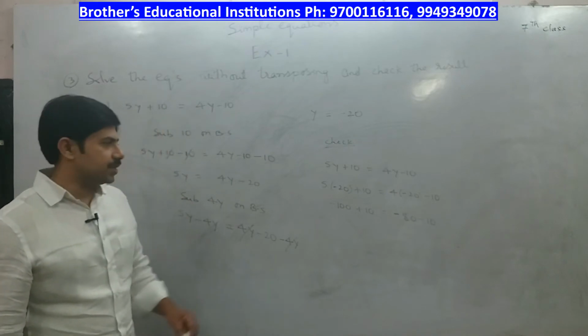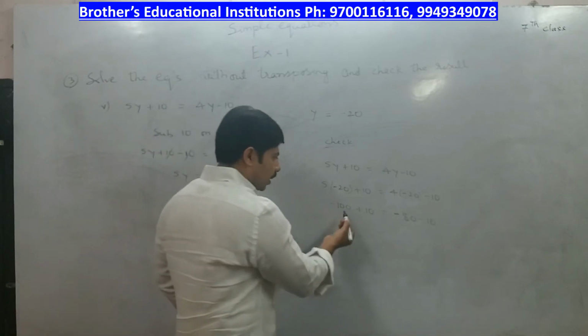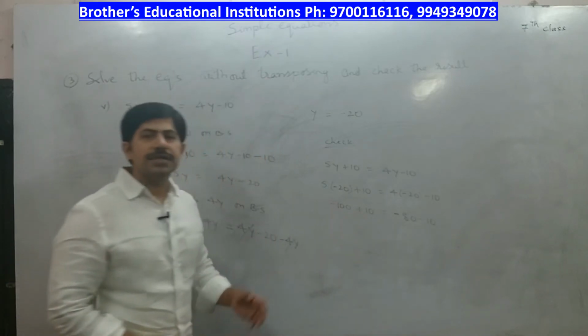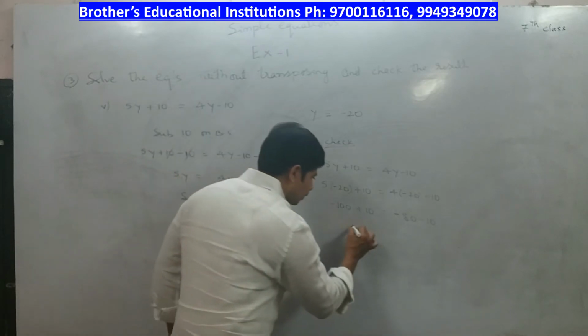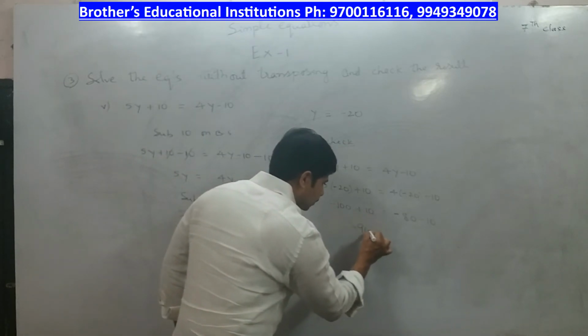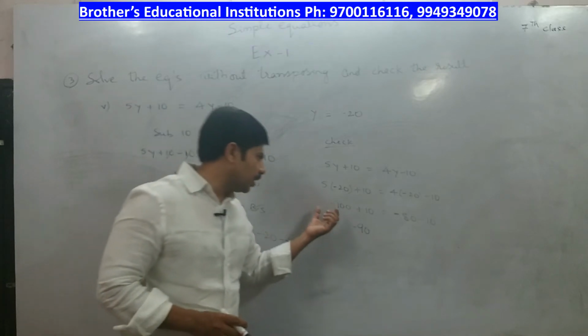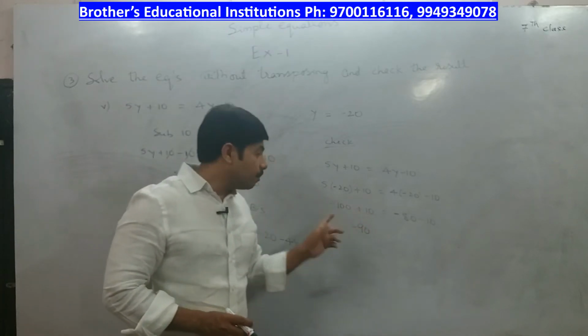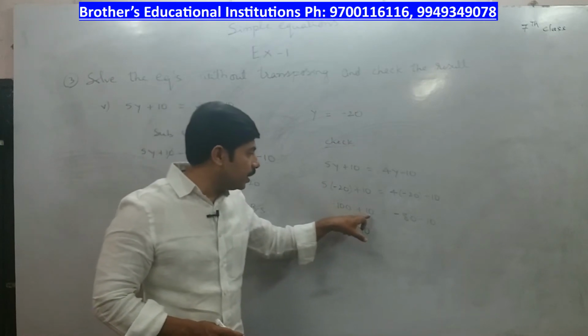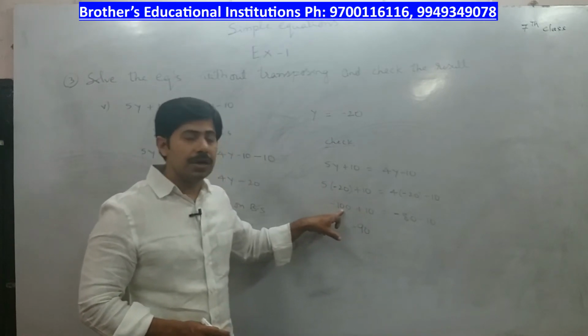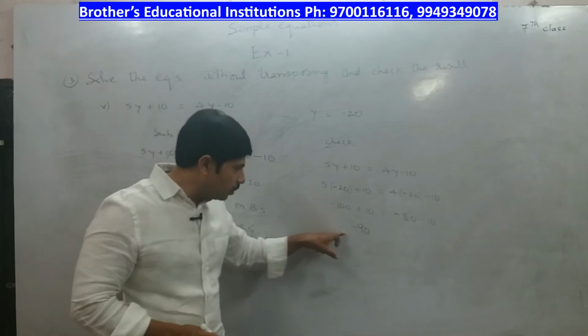Minus 100 plus 10. It is minus 90. See, minus into plus is minus. So I am subtracting 100 minus 10 is 90. But which is a bigger number, 100 or 10? 100 is a bigger number. So it is having a minus sign. So you have to put a minus sign.